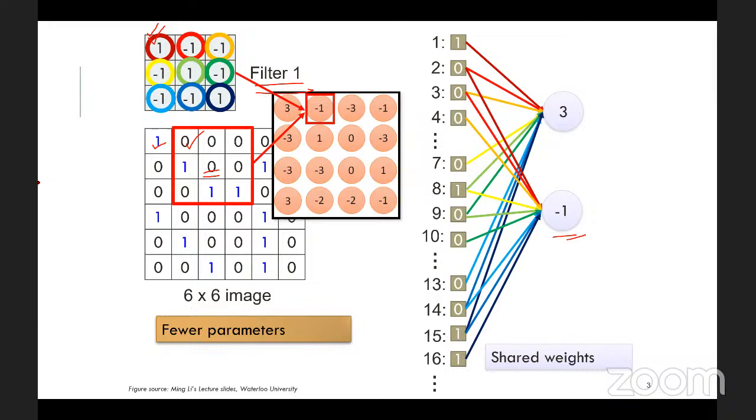Here our inputs are pixel values. Because of these things, first a small filter, so a small number of inputs participate, and then we share the weights, we have fewer parameters.